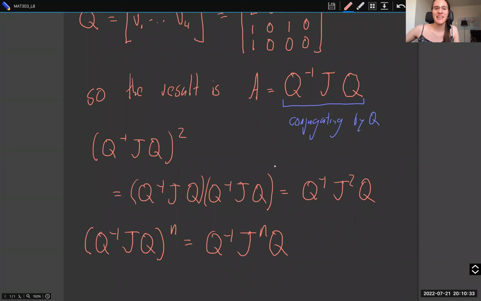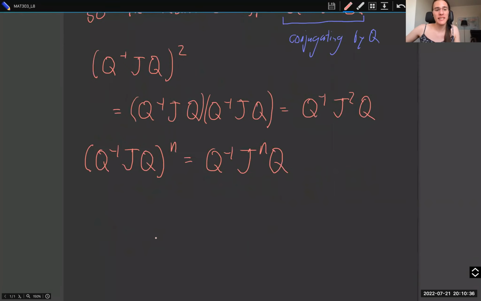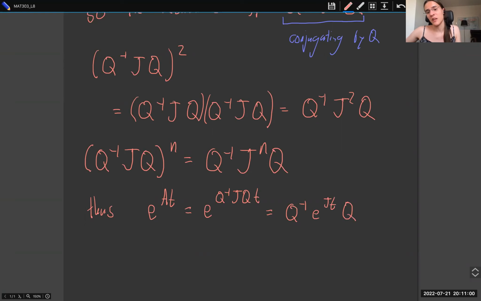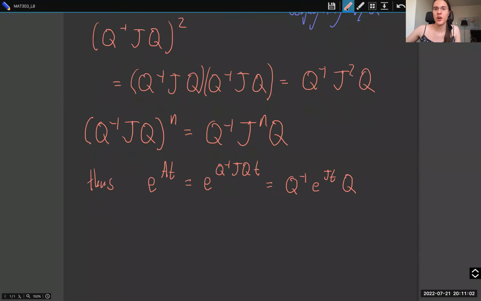Okay, so what's the lesson? Well, that means that if we want to calculate e to the At, thus e to the At is equal to e to the Q inverse JQ t, which is equal to Q inverse e to the Jt Q, because you do it for every term of the power series expansion.